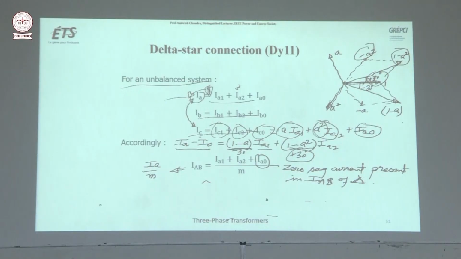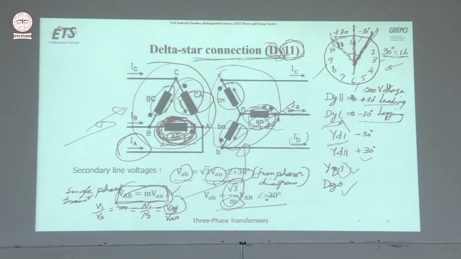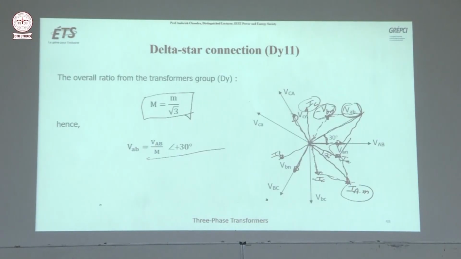And 1 minus A, this is a minus 30 degree phase shift. Okay, so what you can see, IAB is the current, this is the equation we have seen in the single phase transformer, and IA, if it is distorted, it has IA1, IA2, IA0. So zero sequence current is present. So if we say IAB, here you see zero sequence currents are present, IA0, IB0, IC0.